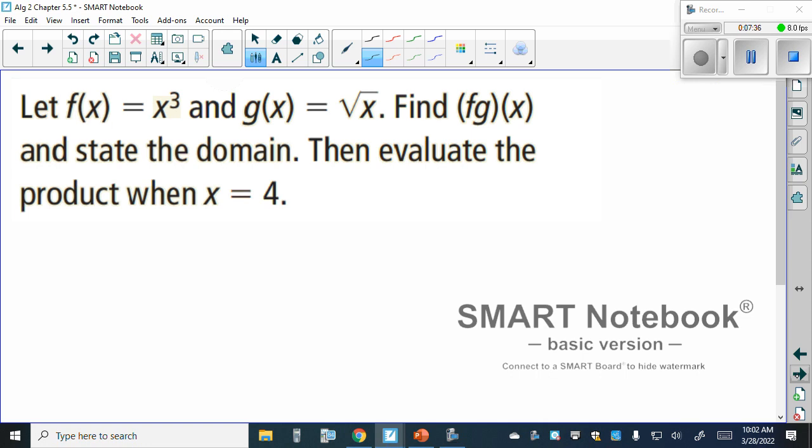Let f of x be x cubed and g of x be the square root of x. So we want to find f times g of x and then evaluate the product when x is equal to 4.